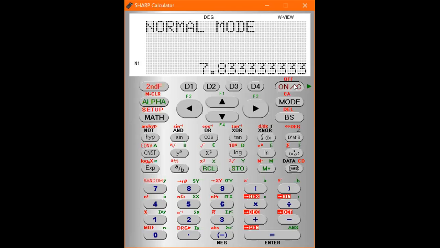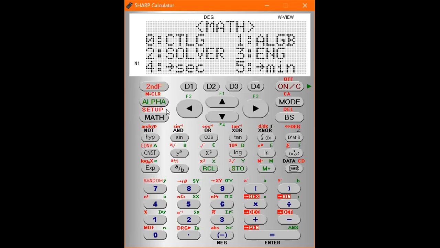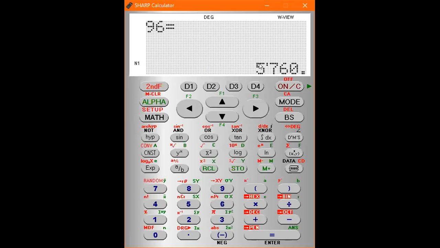Okay, you can also convert hours into minutes and seconds. So say, for example, we have 96 hours and we want to know how many minutes. We press our math button and you can see number 4 says hours to seconds and number 5 says hours to minutes. So you just select, do I want to go from hours to seconds or hours to minutes? I want minutes, so I say 5, and then it gives me my answer. So there are 5,760 minutes in 96 hours.